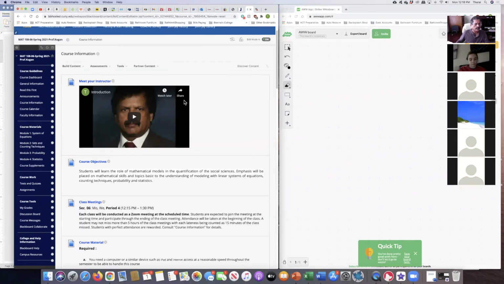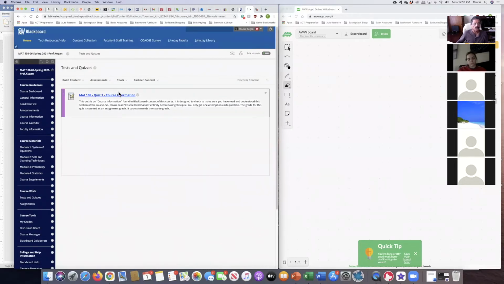After reading this entire course information, you're going to go to tests and quizzes, and you'll find quiz one. Click that link, the quiz will open up, and you need to take that quiz before February 8th. It'll shut down at that point. The assignments are always due 10 minutes before the class meeting time.